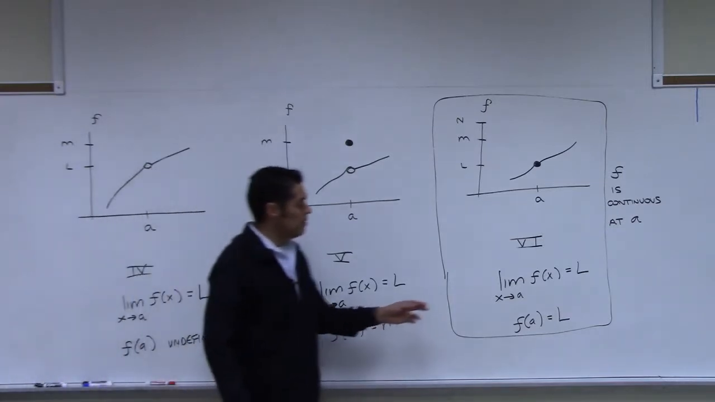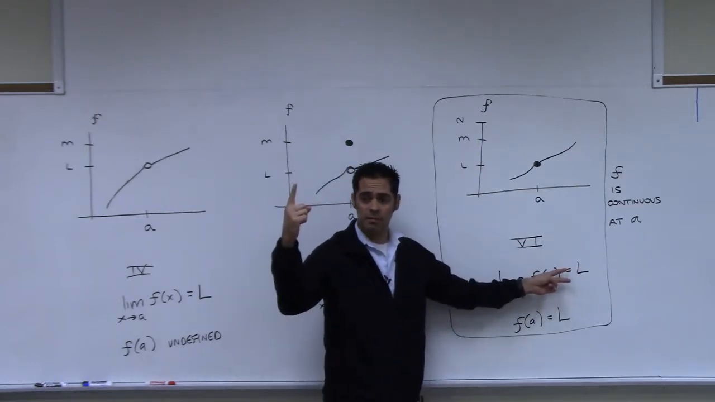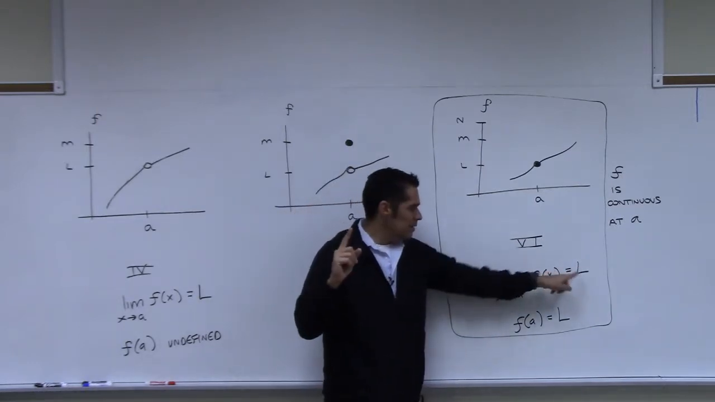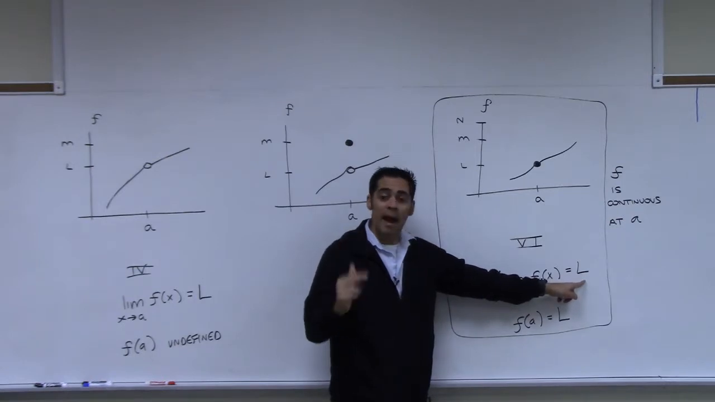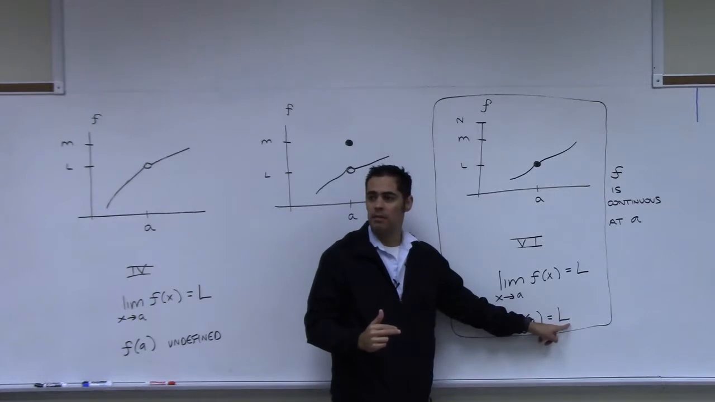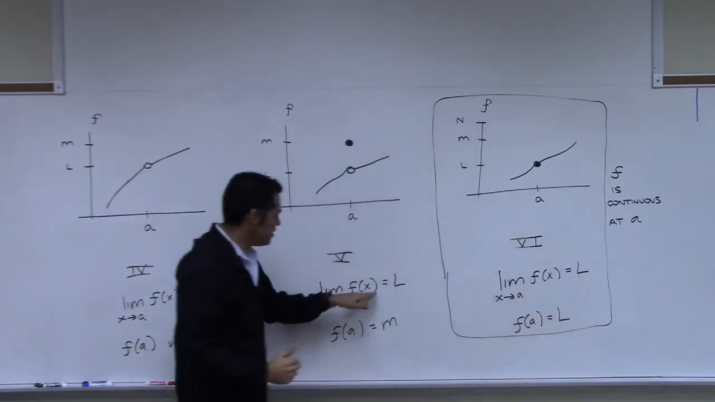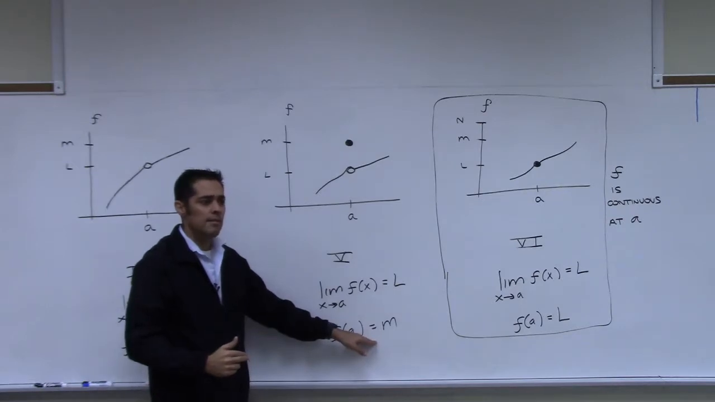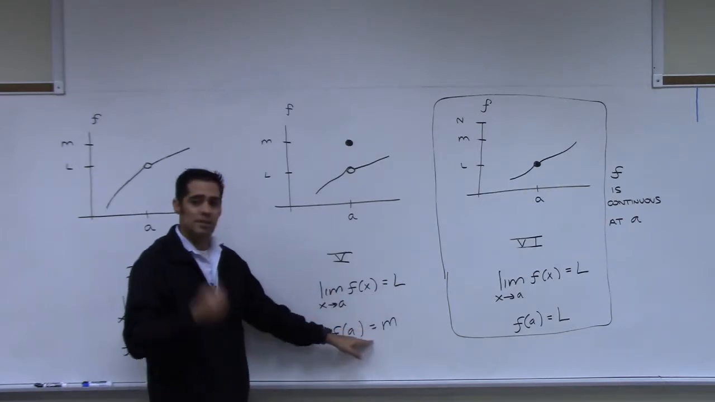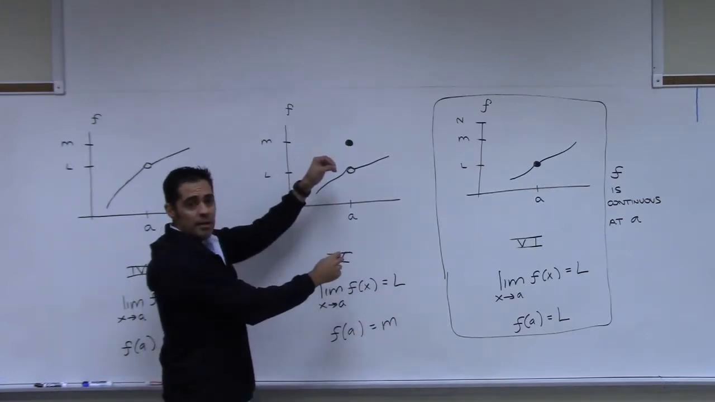Oh, okay, so the limit here is L. So the limit needs to exist, and the answer to the limit must match the function's value at that point. You see that? These two are both L. Here, this is L, this is M. See, the limit exists and the function is defined, but they are not the same value. And so we have that little break.